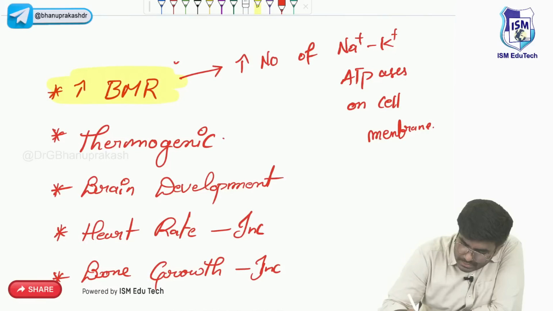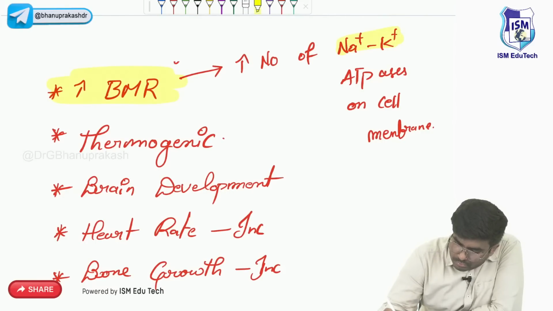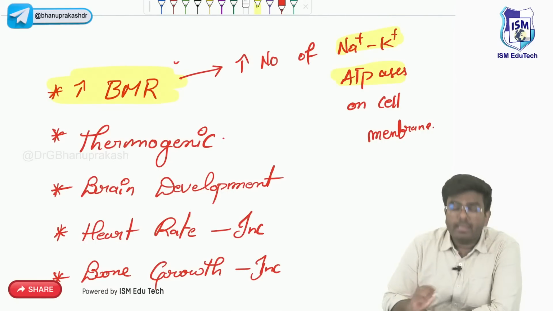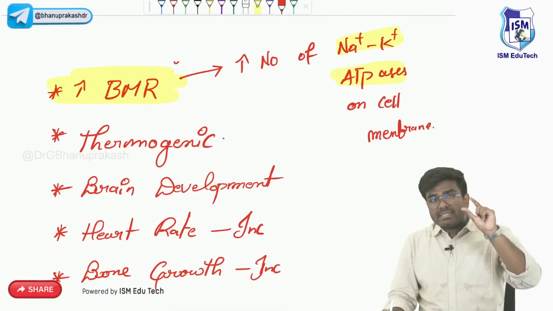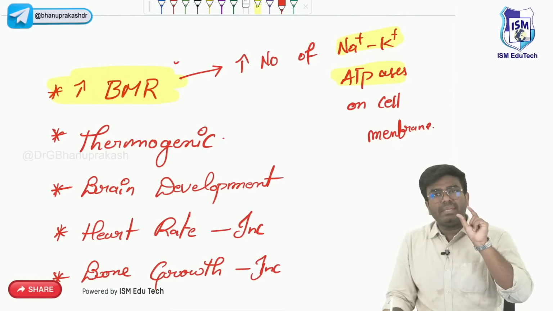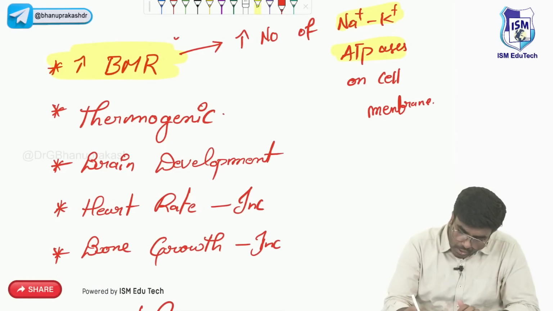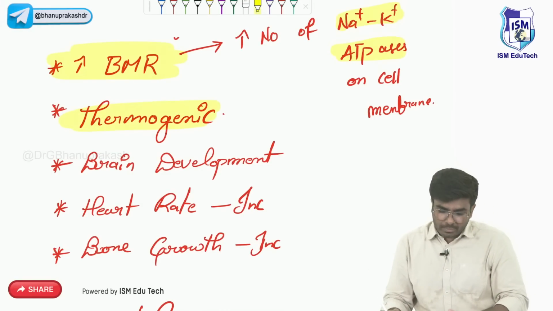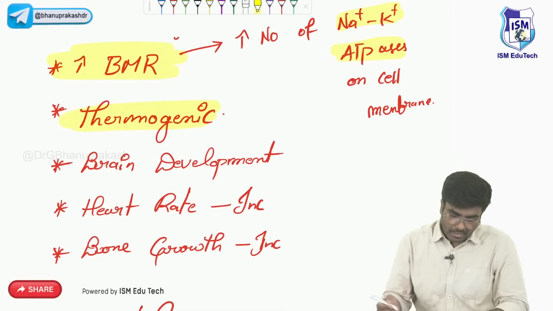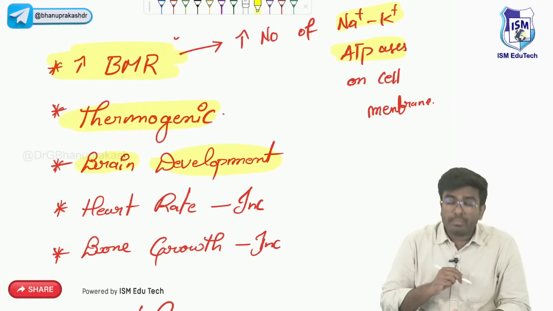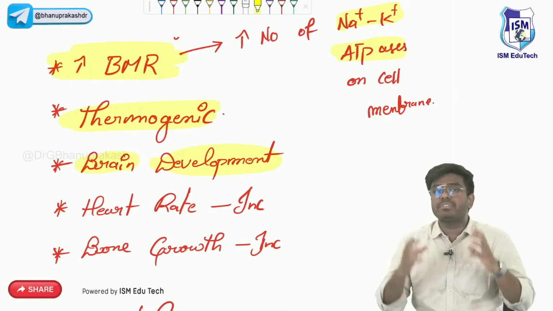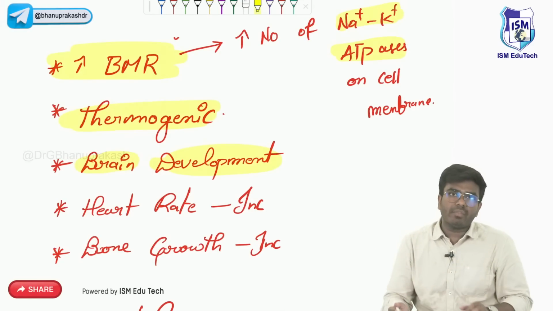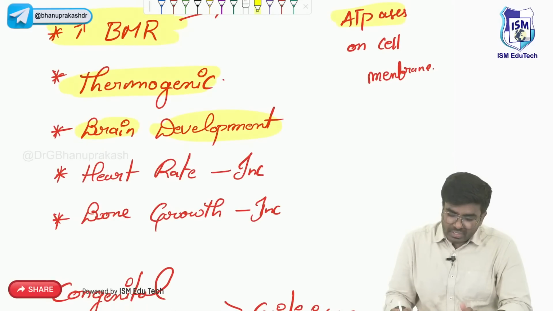This is the single best answer which I want you to write. How do T3 and T4 increase the basal metabolic rate? The direct answer is by increasing a protein called sodium potassium ATPase on the cell surface. Thyroid hormones also play a very important role in the maintenance of body temperature. That's thermogenic. Thyroid hormones also play a main role in the formation of synapses during the development of the baby, so brain development is a very important function.